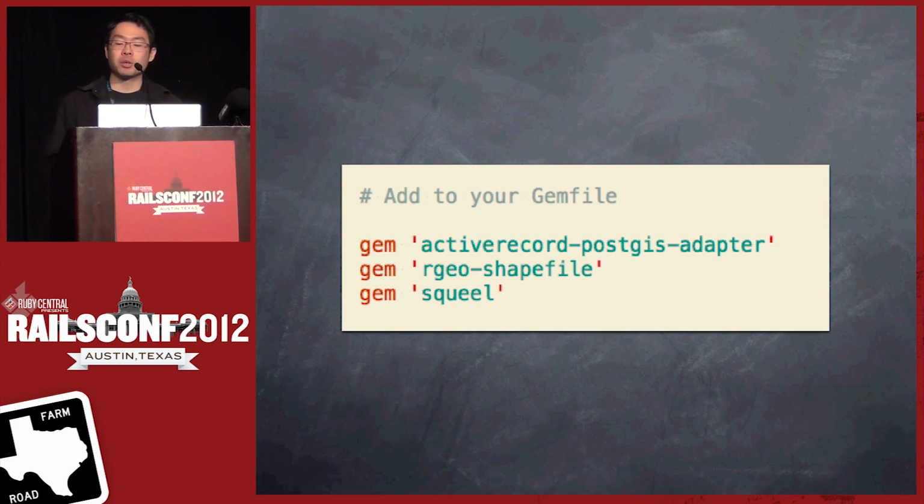The second gem here is a tool for reading geodata from shapefiles. Shapefiles are a standard file format for downloading geodata from external sources, and we'll see some of that later on. And then third, Squeel is an active record enhancement that I found really useful for writing spatial queries. It's written by Ernie Miller. Version 1.0 actually just got released yesterday, so go check that out.